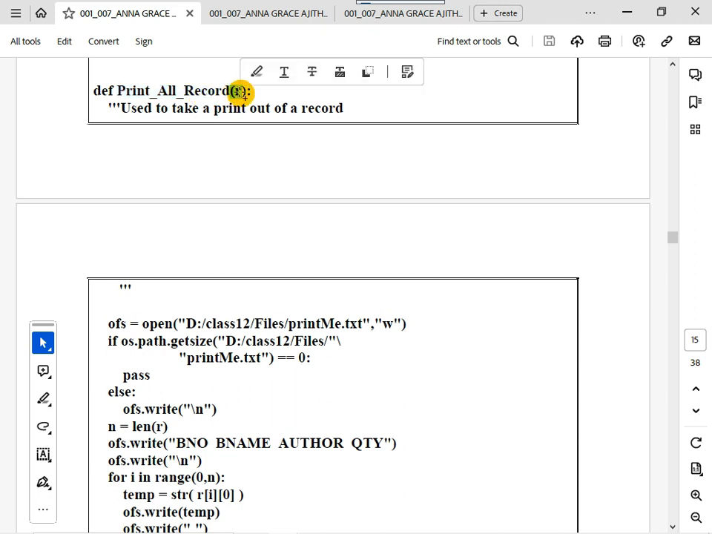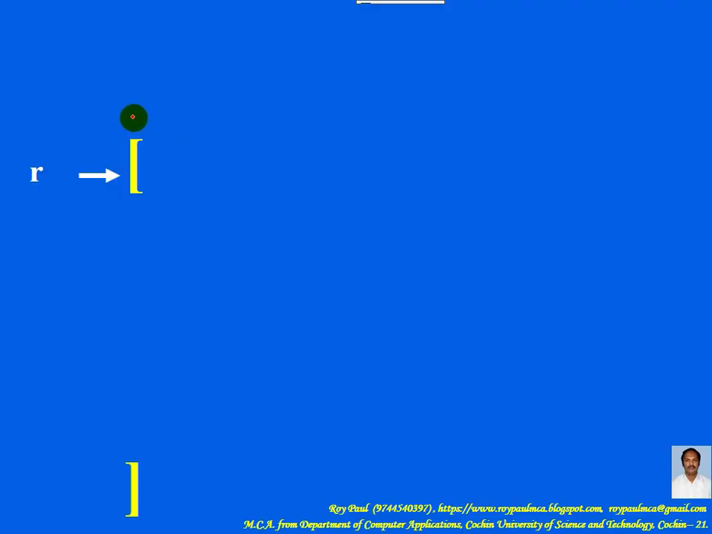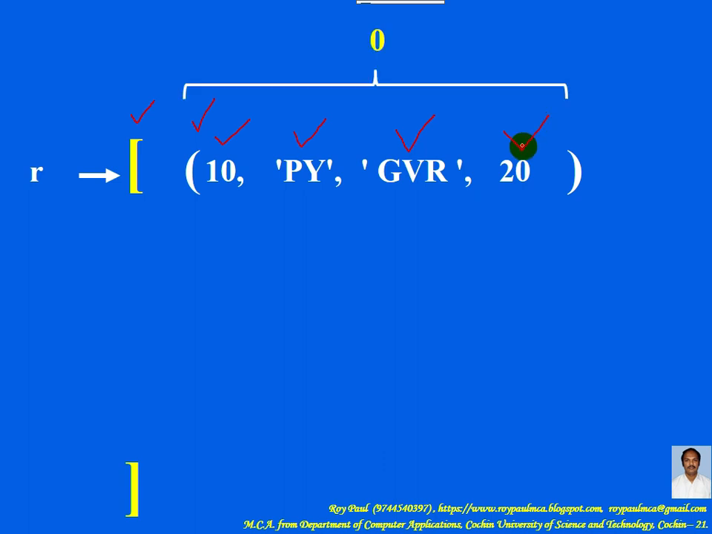So R is a list of tuples. It's a list of several tuples. This is tuple 1, and the details of the book include book number, book name, author name and total quantity available. So this is R of 0. R of 0 means the first element of R. It's a tuple. And this is R of 0,0, R of 0,1, R of 0,2 and R of 0,3.